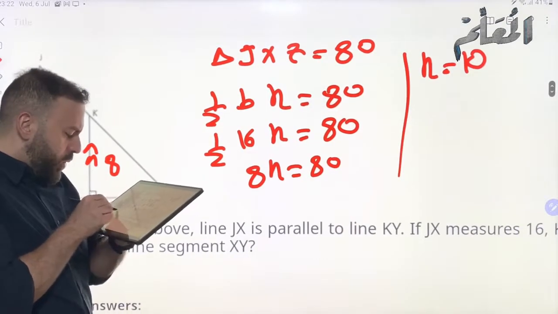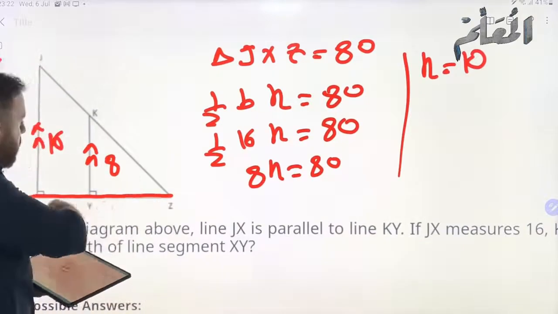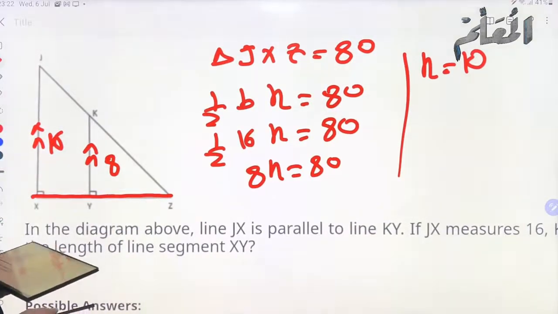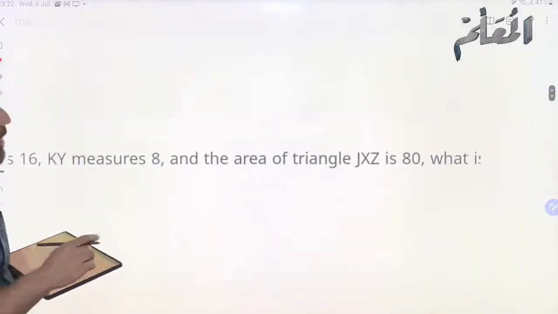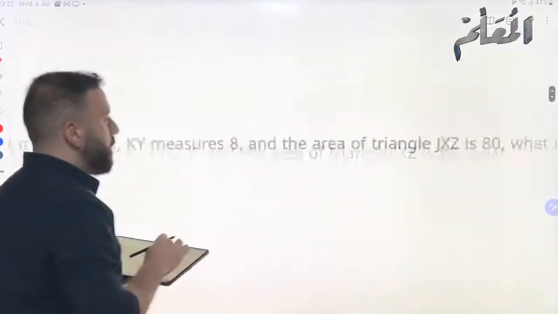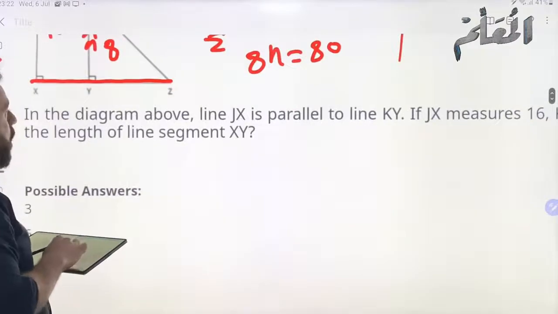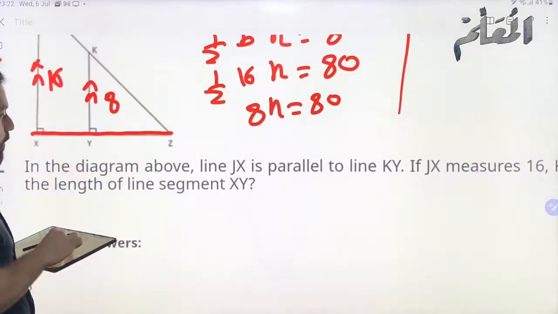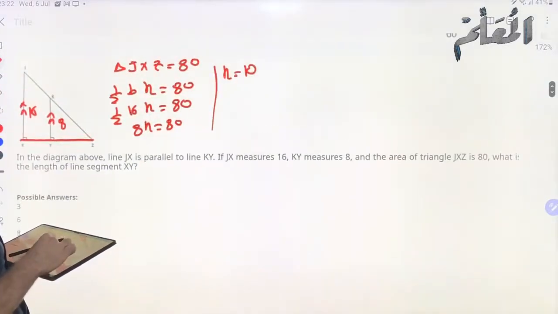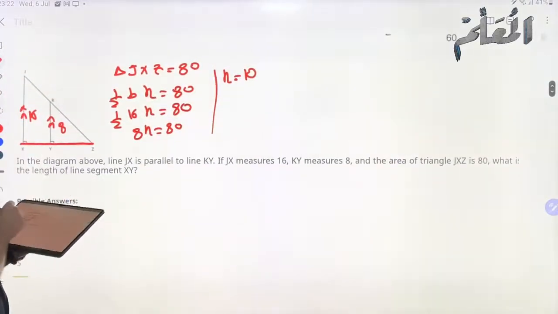So this is totally equal to how much? 10. Okay? So why have I done this? The question is still asking you, what is the length of the segment XY? The length of the segment XY. So this is the first step. Okay, now I have this total 10.